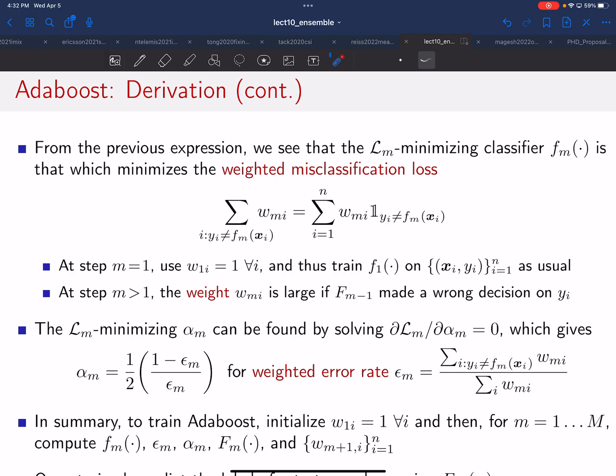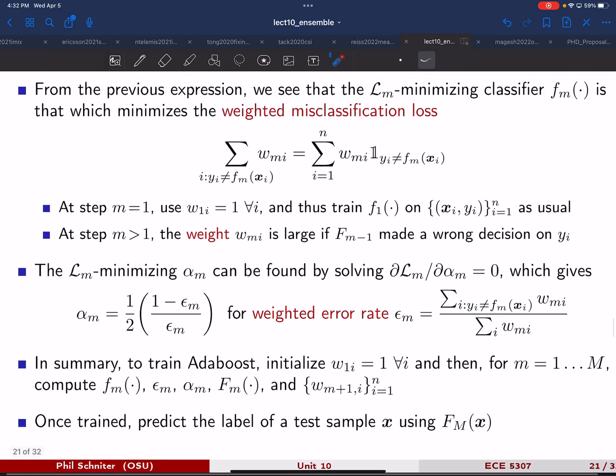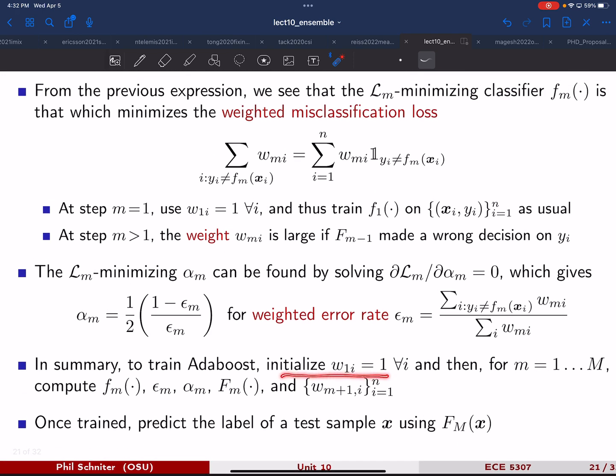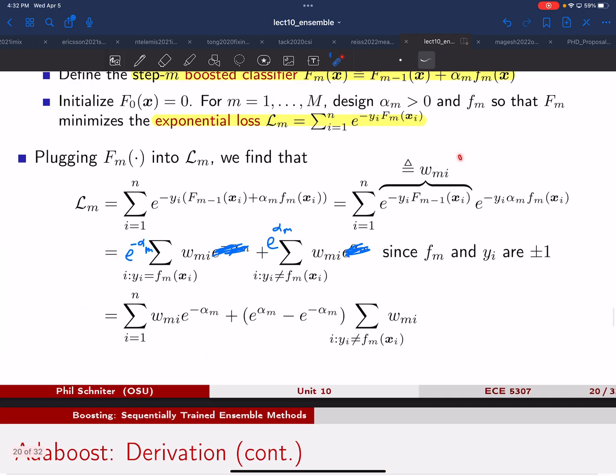Okay, so pretty much that's it. Just to summarize, we initialize the weights at 1 initially, and then you design your predictor, so maybe it's a tree. Once that's designed, you evaluate this weighted error rate, epsilon, then you plug that into here, you now have your alphas, and based on your previous predictors and your newest little f, you can update your boosted predictor. And once you update that, the last step is to update your weights according to that equation.